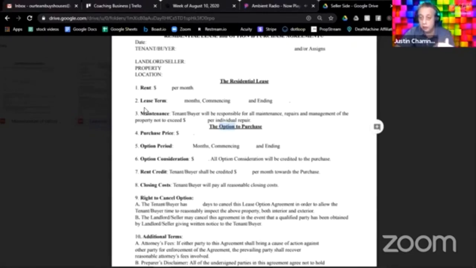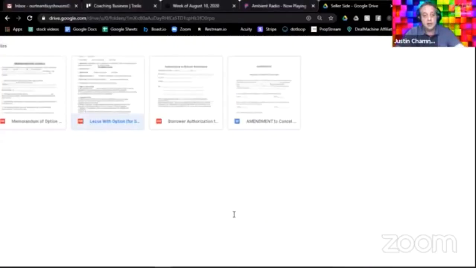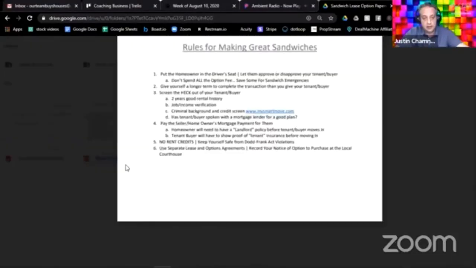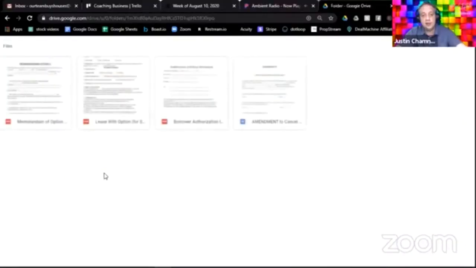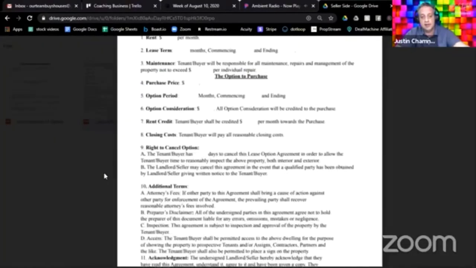Now, remember, there's another rule. Let me back up and take a look at the rules again. It says right here, number 5, no rent credits. What I'm referring to there is mostly for your tenant buyer. Don't use rent credits for your tenant buyer, because in this particular agreement, there is a place for rent credits. Number 7 down here, rent credit: tenant buyer shall be credited a set amount per month towards purchase price. This might be a good idea when you're using it with your sellers, but don't give your tenant buyers any rent credits.